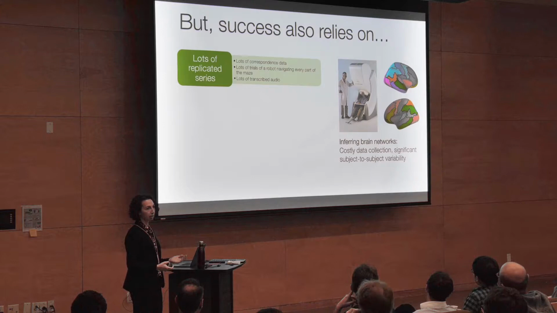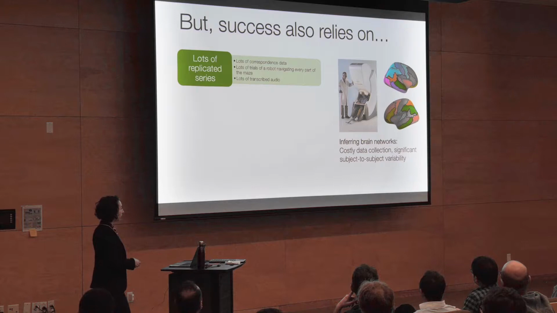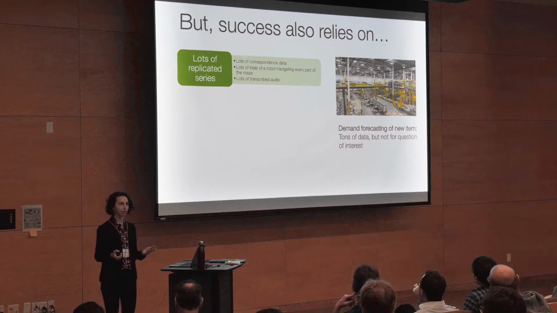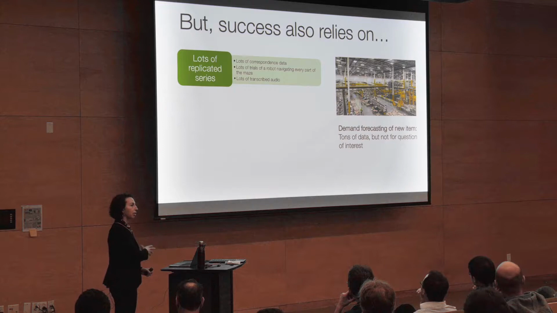And in addition, there's significant subject-to-subject variability, so we can't just pool all this data together in a straightforward way. Or sometimes we actually have lots of data, but not that much data for the question of interest. So in this case, imagine that we're Amazon and we're trying to forecast the demand of every product in our inventory. So we have all these purchase histories for all these products, but what if we get a new product and want to forecast its demand?